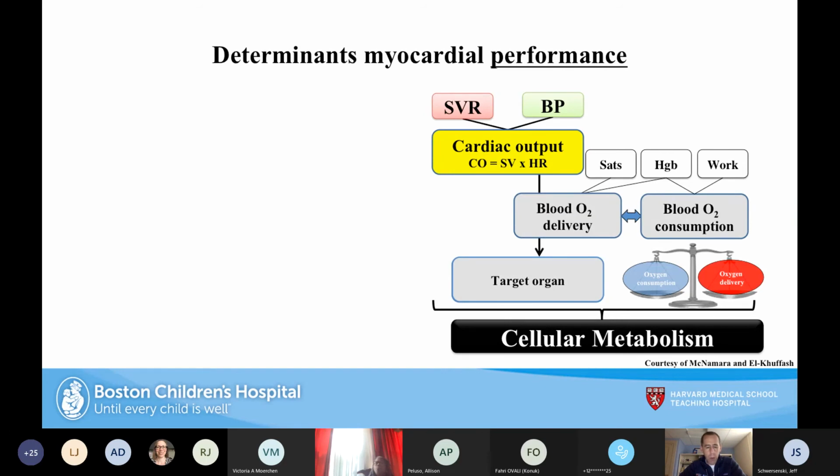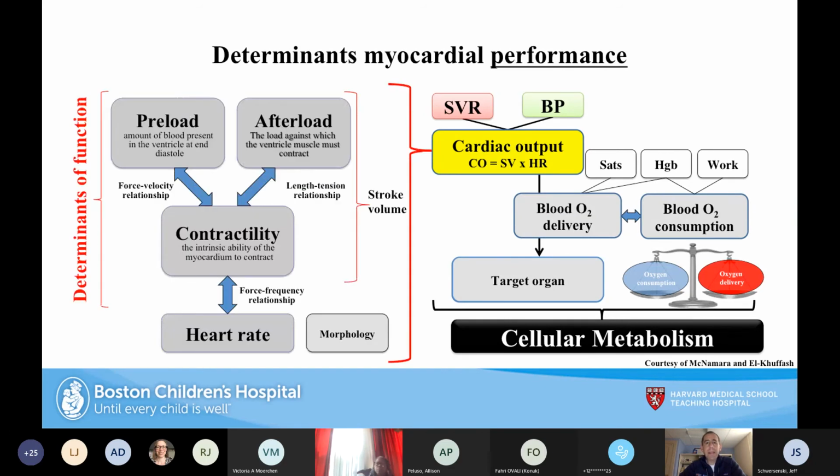organ. And what we know is that the cardiac output is more than just stroke volume and heart rate. What we know is that it is a balance of the preload, the afterload, and contractility.